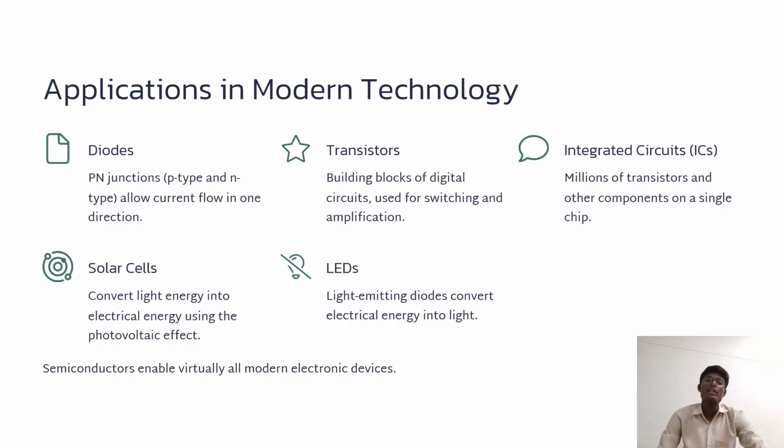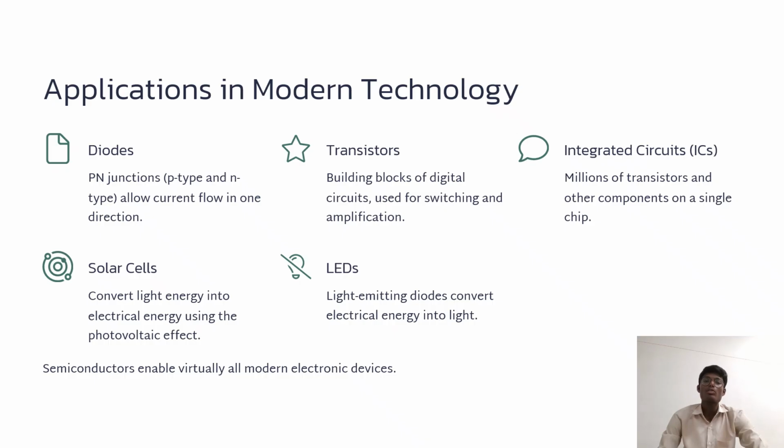There are diodes, with a PN junction of p-type and n-type that allows current in one direction, and transistors, used in digital circuits for switching and amplification. Integrated circuits, or ICs, hold millions of transistors and other components on a single chip. Solar cells convert light energy into electrical energy using the photovoltaic effect. Next is the LED: a light emitting diode converts electrical energy into light.